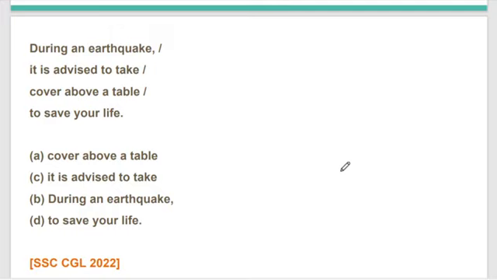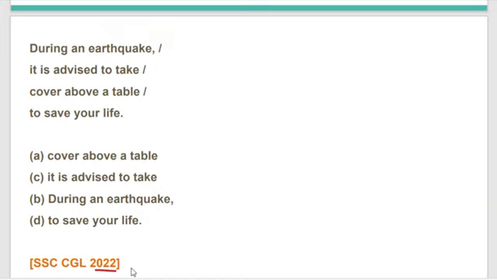During an earthquake, it is advised to take cover above a table to save your life. This question has occurred on SSC CGL 2022. Let's read the question once more. During an earthquake, it is advised to take cover above a table to save your life. Now, let me tell you one thing for this kind of a question. Whenever you're facing questions like this, where you're actually getting a lot of options, please don't get worried.